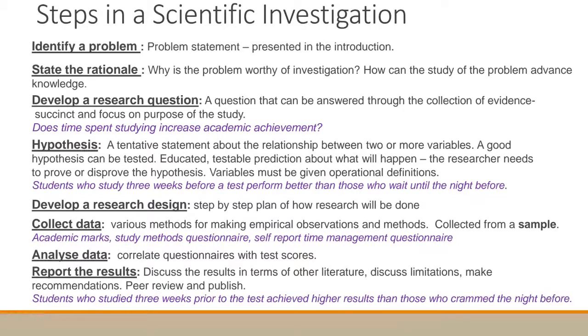The next step is the hypothesis development. And we spoke that hypothesis is about a relationship between variables. So a good hypothesis can be tested. It's an educated, testable prediction about what will happen. And the researcher needs to prove or disprove the hypothesis. And variables must be given, like we said, with their definitions. Okay, so your variable could be your amount of time studying, and your other variable could be exam marks. So students who study 5 hours before an exam versus students who study 3 weeks before the exam, that's the variable, and the other variable will be the marks.